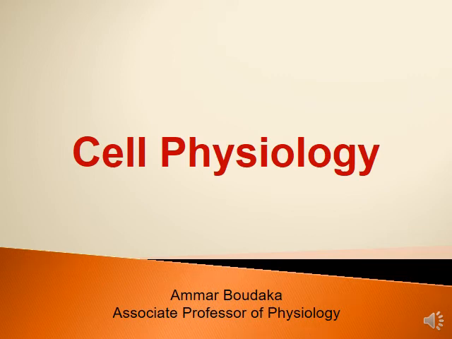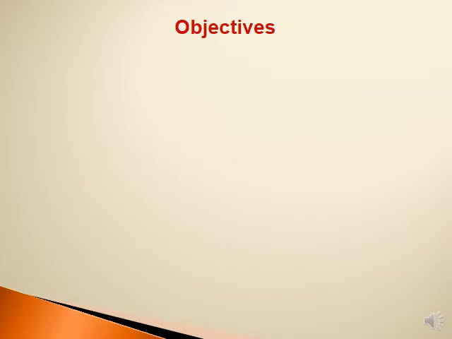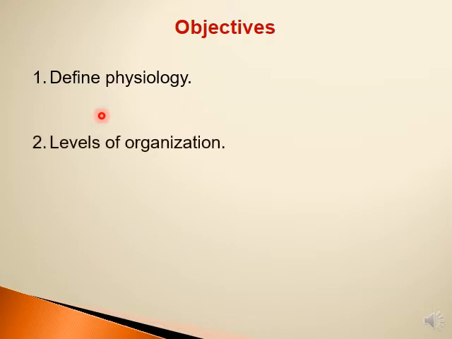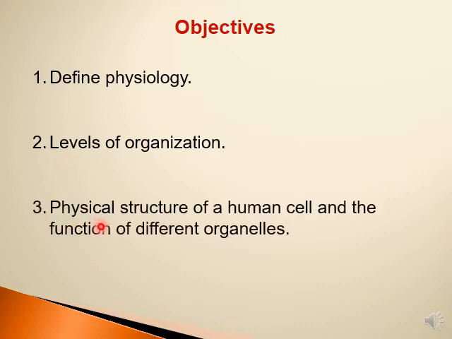Good morning, everyone. Today I'm going to cover the topic of cell physiology, where we are going to cover a number of objectives, and these are as follows. The objectives are, number one, to define physiology and know the difference between physiology, anatomy, and pathophysiology, and then to know the different levels of organization, as we have 6 different levels of organization in the human body, and then to know the physical structure of the human cell and know the function of the different organelles in the human cell.